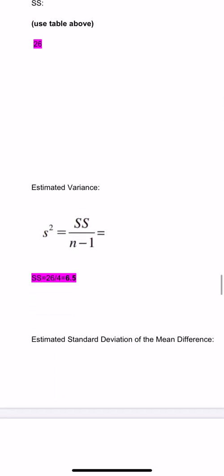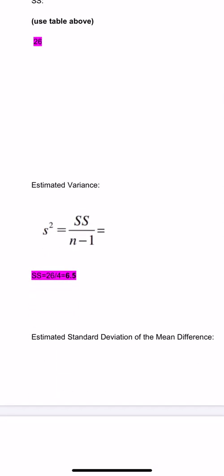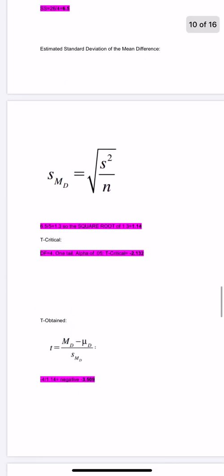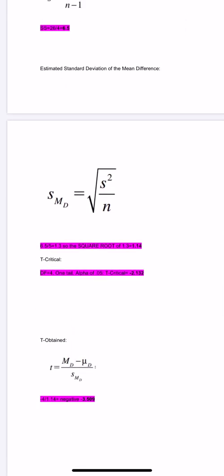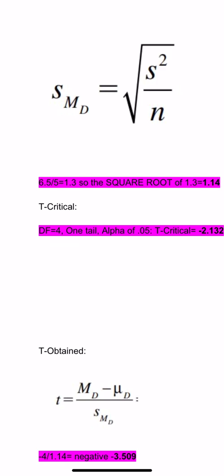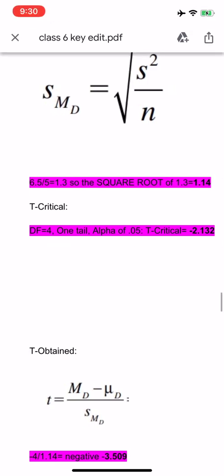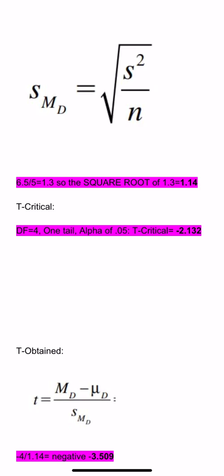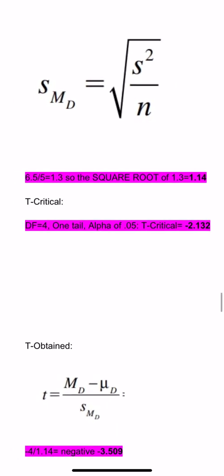All right, the estimated variance is the sum of squares divided by n minus 1. So 26 divided by 4 equals 6.5. And then to get the standard error of the mean difference, you take the square root of the variance divided by n. So first, 6.5 divided by 5 is 1.3. So the square root of 1.3 is 1.14. The t critical, well, df, we know it's 1 tail. df is 4, 1 tail alpha of 0.05.